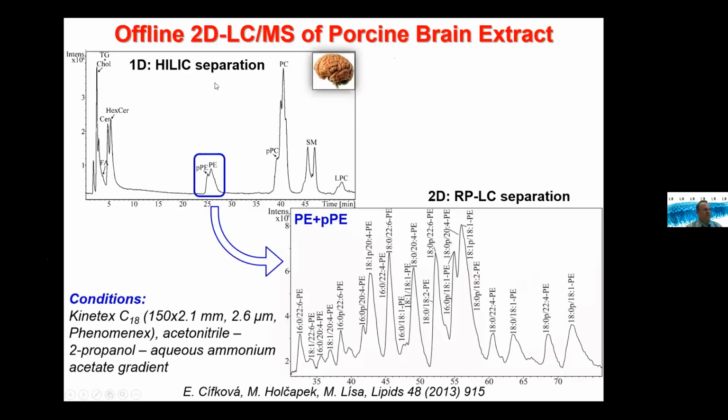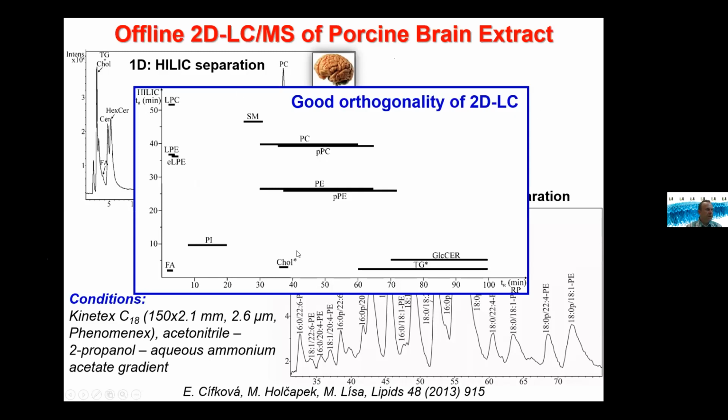The first one is offline separation of lipid classes by HILIC chromatography. This is a sample of porcine brain extract. Then you transfer this fraction to the second system, and you may resolve them, for example, by reverse phase chromatography. This is quite old work, so the resolution is not as good as we have at the moment. This is just for illustration. Here you see quite good coverage of the separation space. The peak capacity is very high, and the orthogonality of both systems is relatively good.